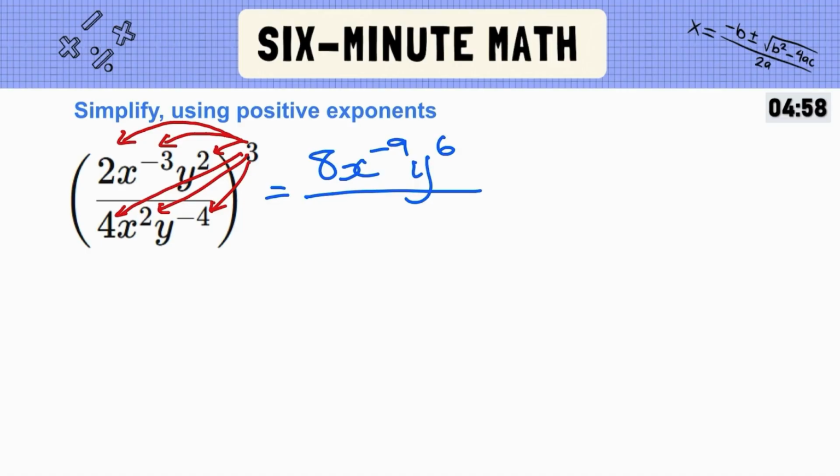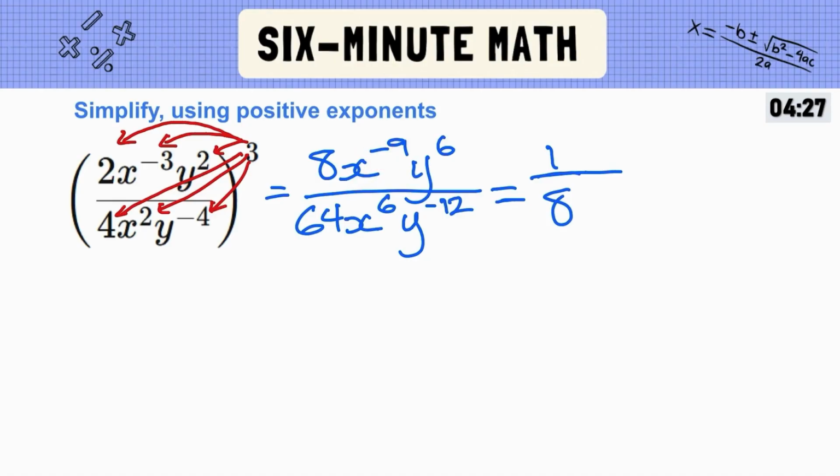That is divided by 4 cubed, which is 64. X squared times 3 is x to the power of 6. And y to the negative 4 times 3 is y to the negative 12. At this point, I am going to use my division and quotient laws and simplify. 8 divided by 64 is 1 over 8.